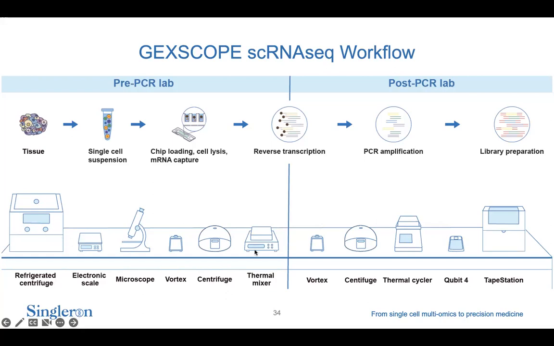Apart from these two instruments, as we already mentioned, you would need a thermal mixer. So this is where you incubate your tissue with the enzymatic master mix in order to prepare the single-cell suspension. And then you would just need the regular stuff that you already have in your lab. So the tabletop vortex, a small centrifuge, and the microscope. The microscope you would need in order to assess the quality of your single-cell suspension, and basically to determine the concentration of the single-cell suspension that you will then further load on the chip.